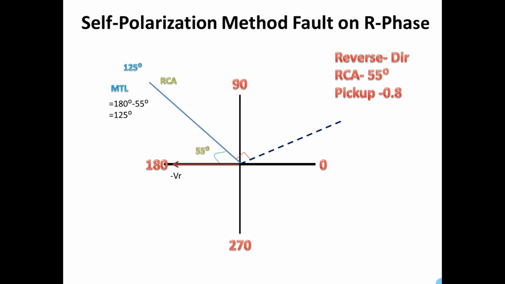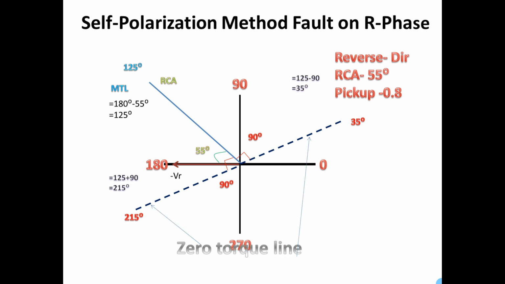Take this MTL as a reference, draw 90 degrees in clockwise direction and draw a line. To get this line angle, subtract 90 from 125 degrees. We get 35 degrees. Next, take the MTL as a reference, take 90 degrees in anti-clockwise direction and draw a line. To find this angle, add 90 degrees to 125 degrees. We get 215 degrees. This line is also known as the zero torque line. This is the operating region of reverse directional overcurrent.